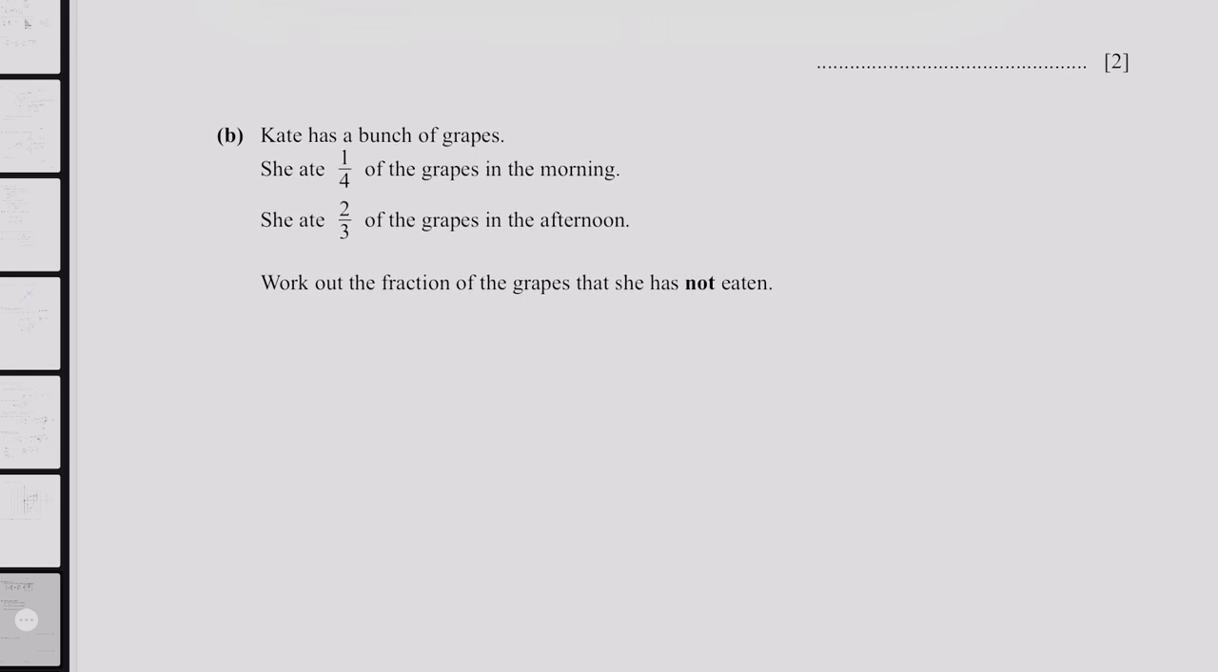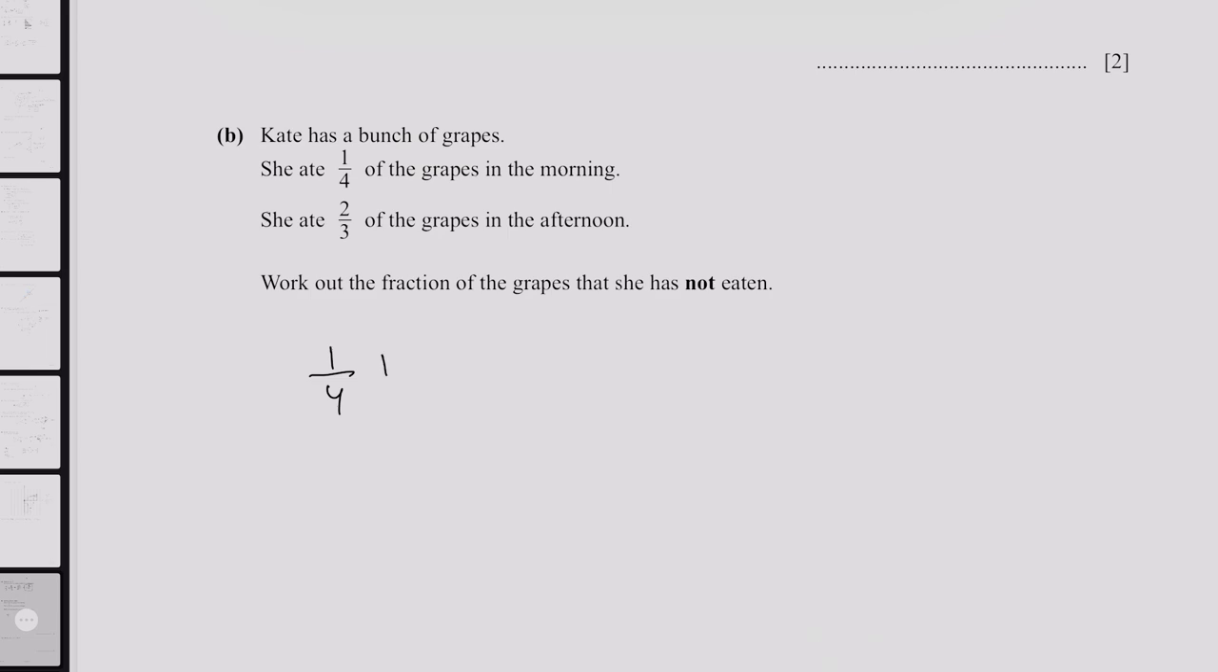Okay. Kate has a bunch of grapes. She ate 1/4 of the grapes in the morning, so she has already eaten 1/4. She ate 2/3 of the grapes in the afternoon. Work out the fraction of grapes that she has not eaten.